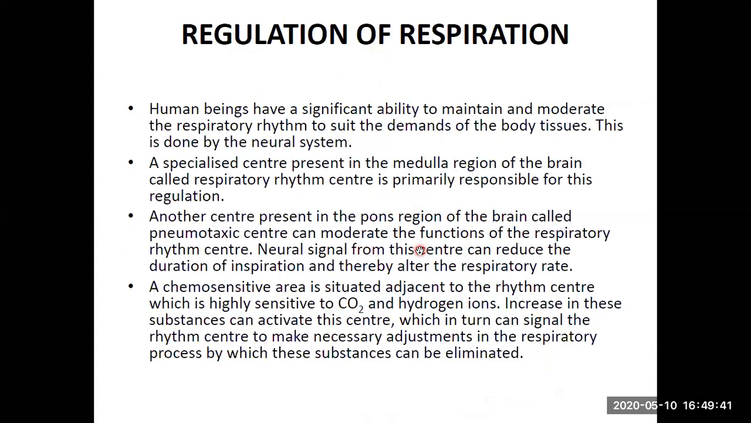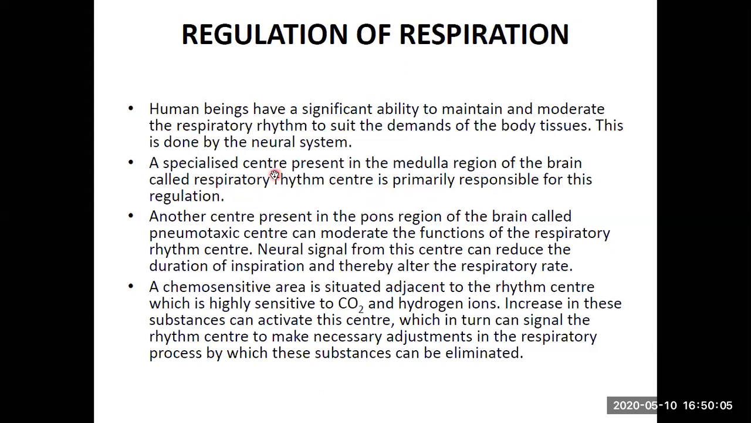Now, this system is regulated under neural control. We have specific centers in our brain that can modulate and maintain our respiratory rhythm. Humans have the capacity to change it, as we can breathe faster or slower, according to the demands of the body tissues. We can manage this.